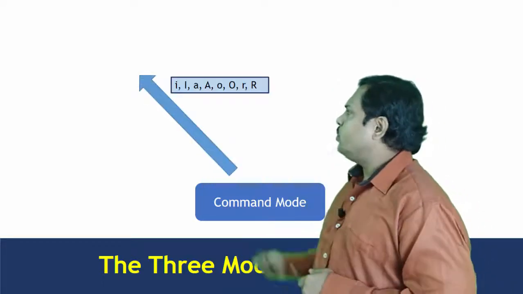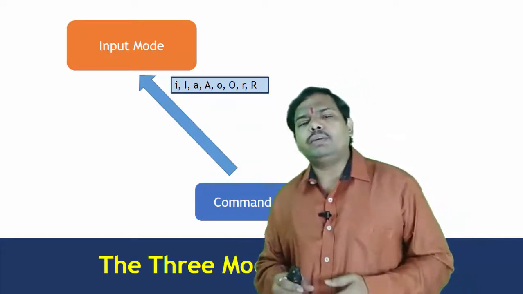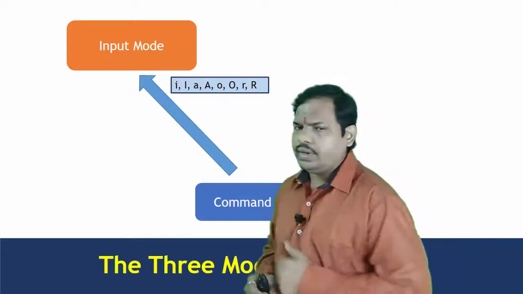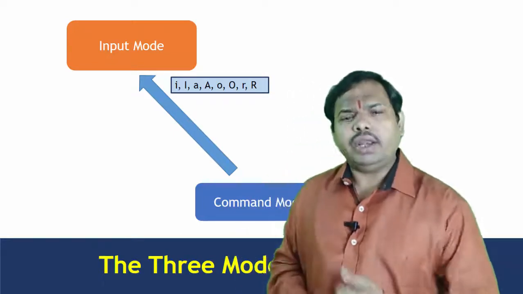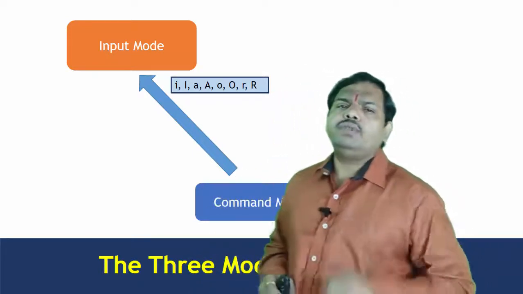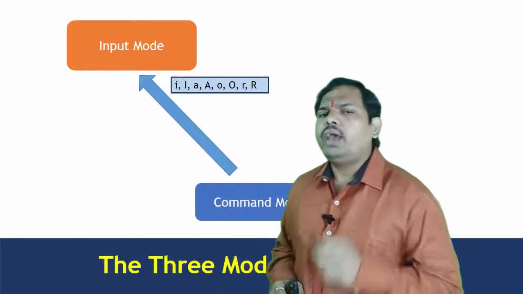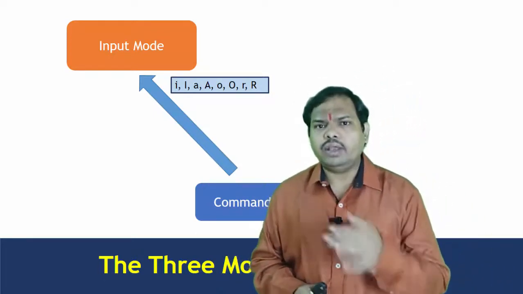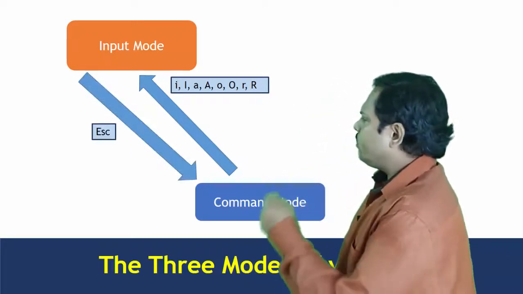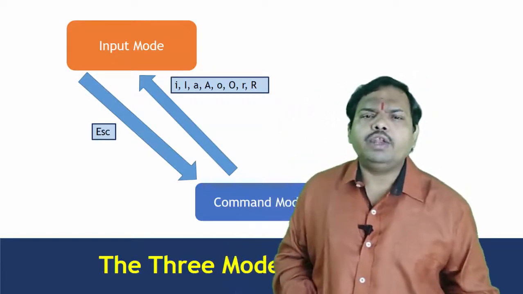From the command mode, if you want to enter the input mode, there are various commands, for example small i, capital I, small a, capital A. We'll be talking about these commands in coming slides. The moment you type one of these characters, you will be entering into an input mode, and in the input mode you can enter your data in your file. If you want to come out of the input mode, you can simply press escape and you are back in the command mode, and from there you can fire some other commands.